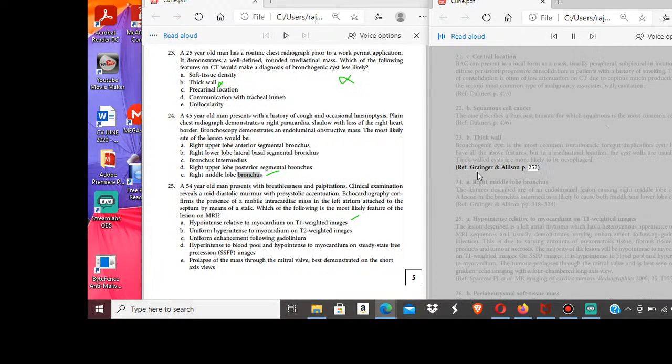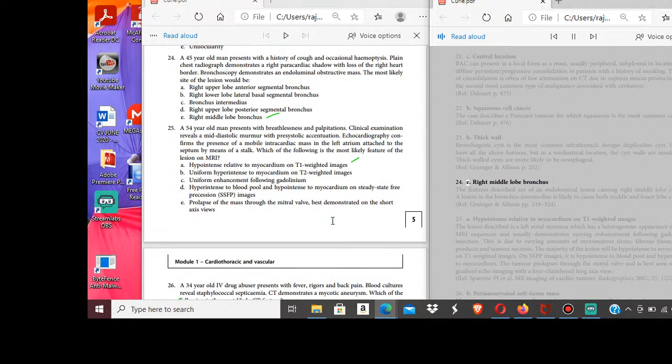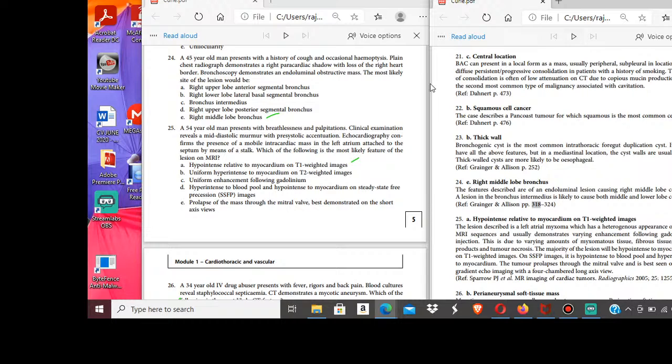Grainger and Allison, page 252. 24. E. Right middle lobe bronchus. The features described are of an endoluminal lesion causing right middle lobe collapse. A lesion in the bronchus intermedius is likely to cause both middle and lower lobe collapse. Ref. Grainger and Allison.